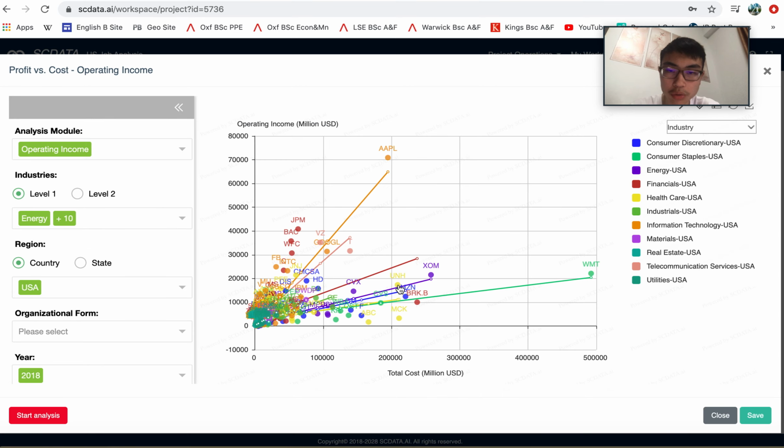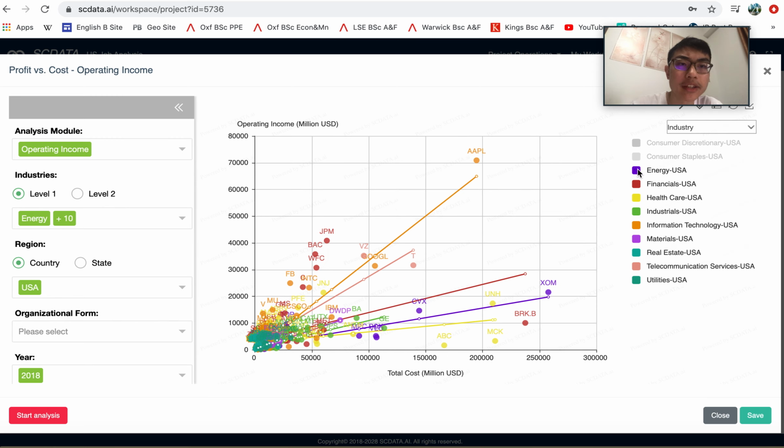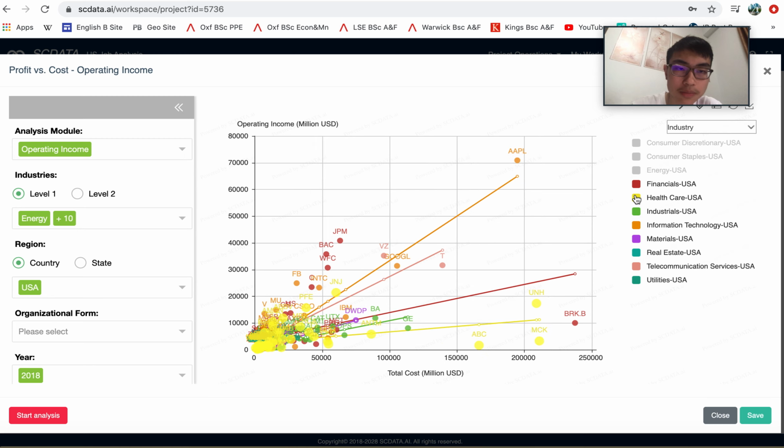Yeah, and now you can see multiple companies right here. It can be a little bit messy, and you can actually manipulate this to start with a single industry and make comparisons with the rest. Yeah, it's pretty convenient.